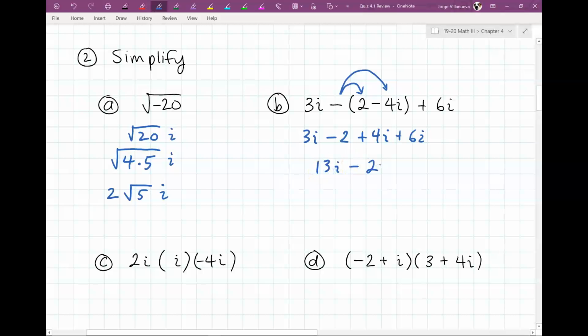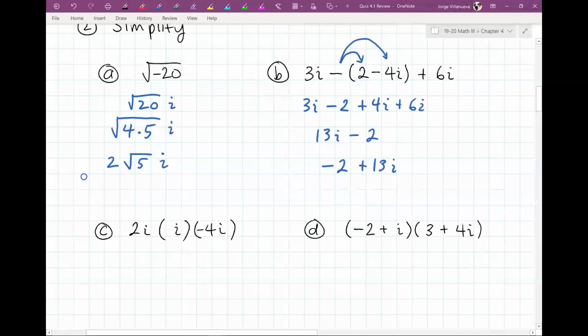But since they want it in complex number form, the 13i should be in the back, and the -2 should be in the front. So this should look like this. Not that the answer above it is wrong, but it's not in the proper form. So you want to make sure you write it in the proper form, because everything has to be in the proper form for complex numbers. You want your A first, your Bi second. Whether it's plus or minus doesn't really matter, but you've got to put it in the right order.